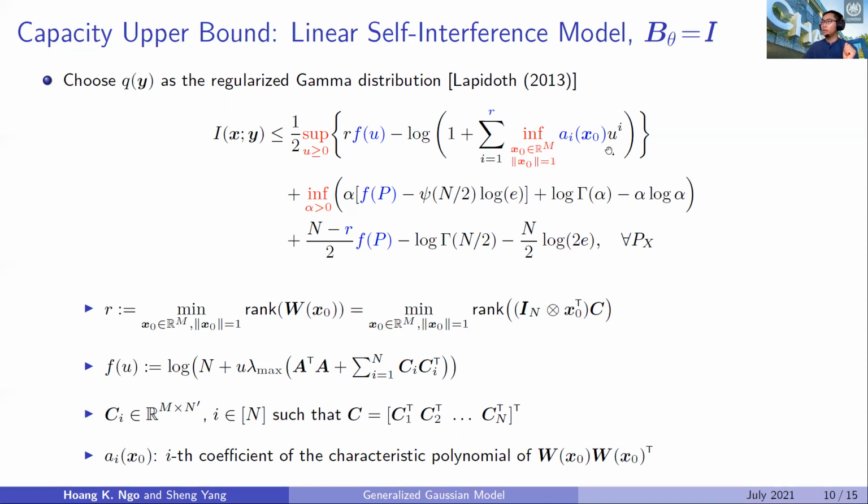So the first optimization is the infimum over the unit sphere of these parameters a_i. So here a_i is the i-th coefficient of the characteristic polynomial of the Gram matrix of W. And with the W given, we can compute it, and it is a polynomial in x. So this is a polynomial optimization which can be solved efficiently. The outer supremum over U can be written as the supremum of the log of a ratio between two polynomials in U of degree R, and this can also be solved numerically. And the final optimization over theta can be solved by analyzing the derivative of this function of alpha.